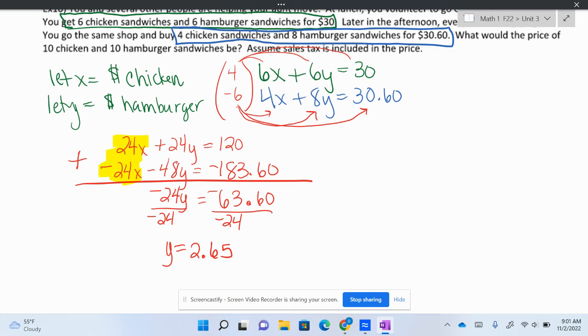So we have to take that and plug it back into one of the equations to find the value of x. I'm just going to plug it right here into my first equation. 6x plus 6 times 2.65 equals 30. I don't know what 6 times 2.65 is. I think it's 20.10. Is someone checking that? It might be 21.10. I don't know. I did it in my head.